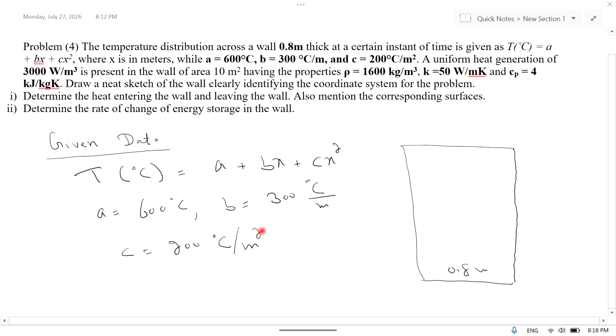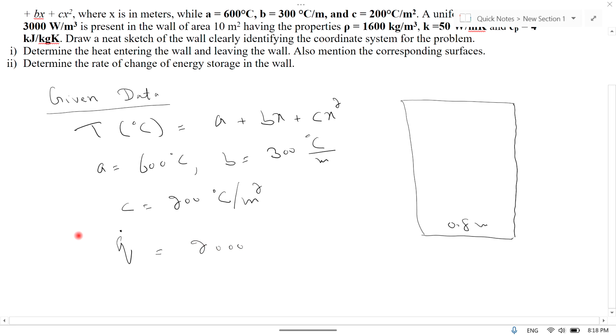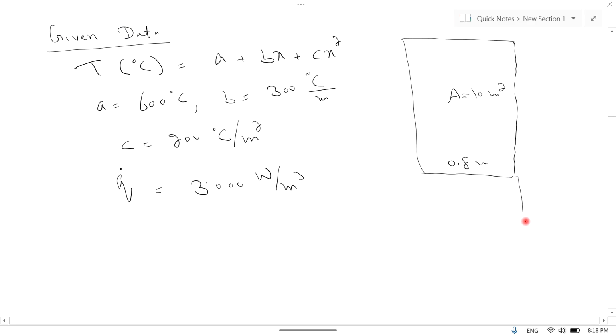A uniform heat generation of 3000 watt per cubic meter is present in the wall, of area 10 square meter and thickness 0.8 meter. On one side x is equal to 0 and on the other side the maximum is x equal to 0.8 meter, so from x equal to 0 to x equal to 0.8, the thickness increases.